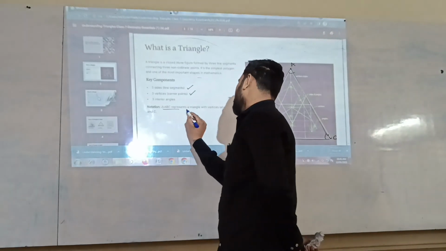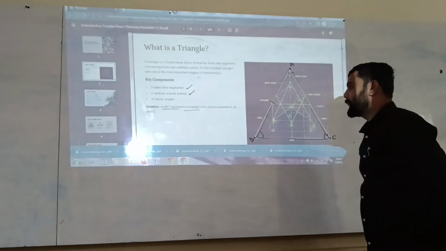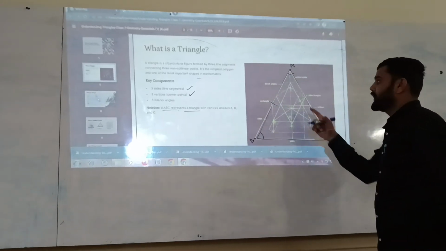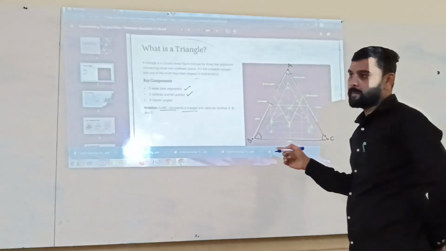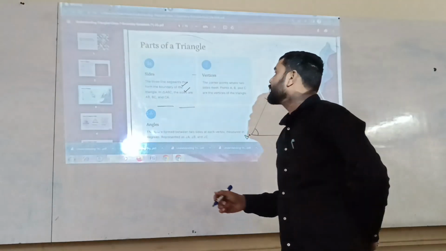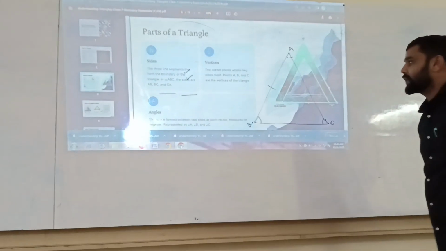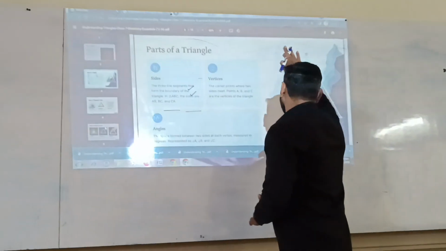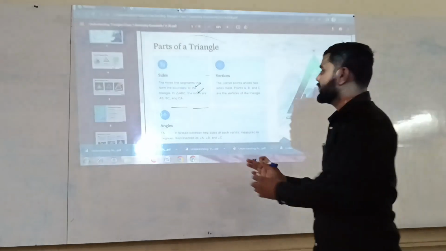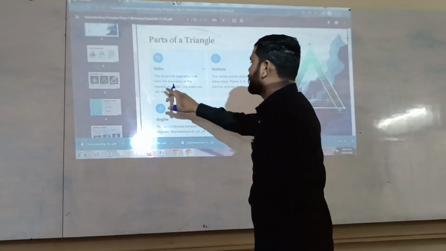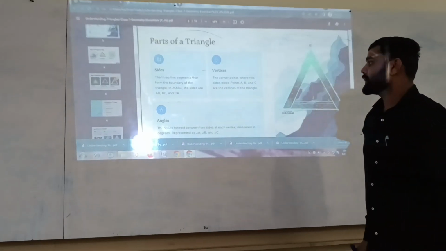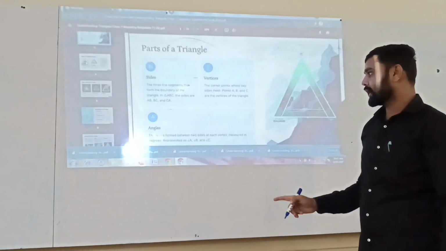Note: triangle ABC represents a triangle with vertices labeled A, B, C. Next, parts of a triangle. There are three main parts of a triangle. First one is sides: the three line segments that form the boundary of the triangle.